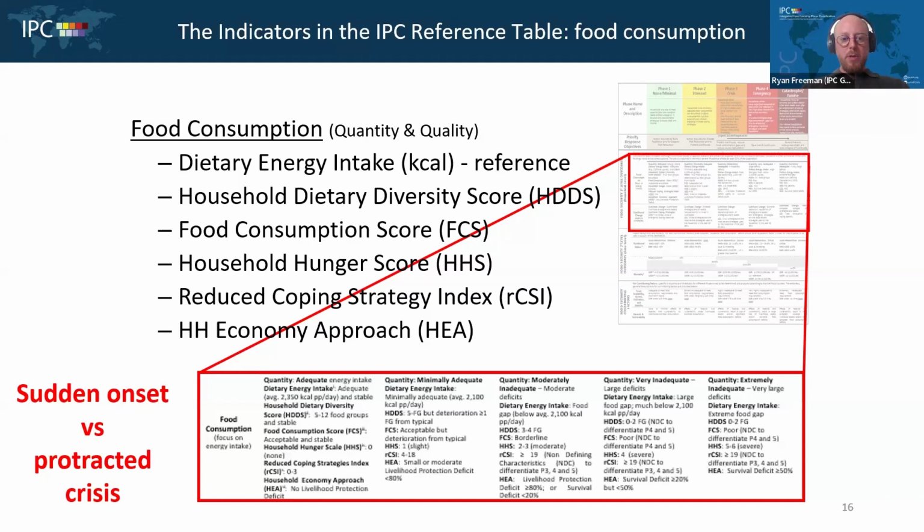If I could move over to maybe the reduced coping strategy index and maybe the household hunger scale. We've got a bit of time, so I can go through a little bit of these. The reduced coping strategy index, or the RCSI. So this is a very interesting indicator.